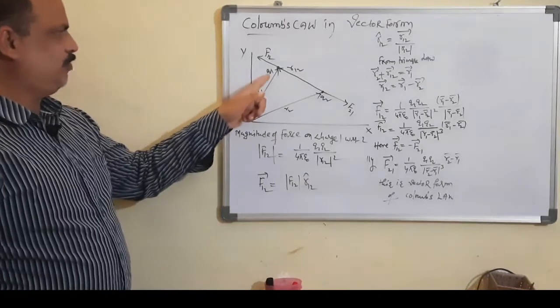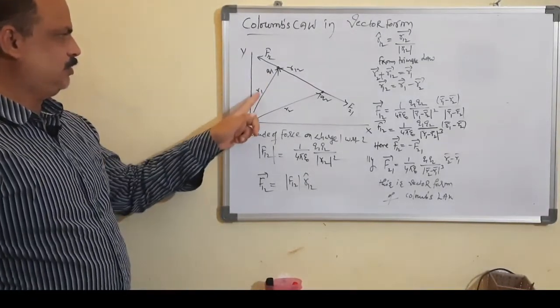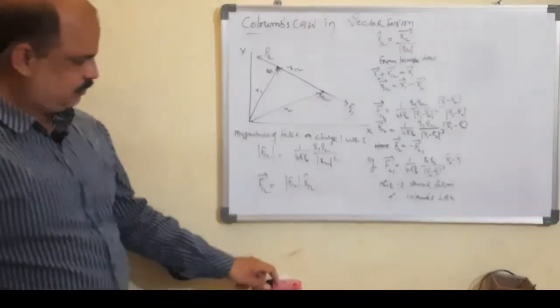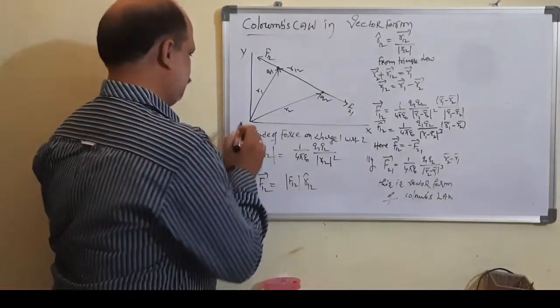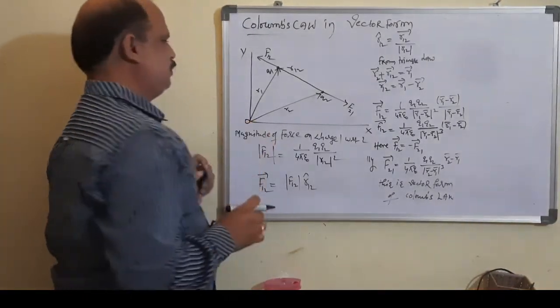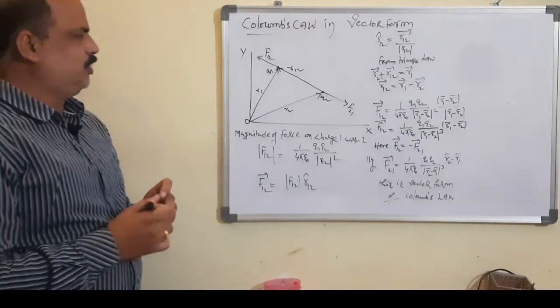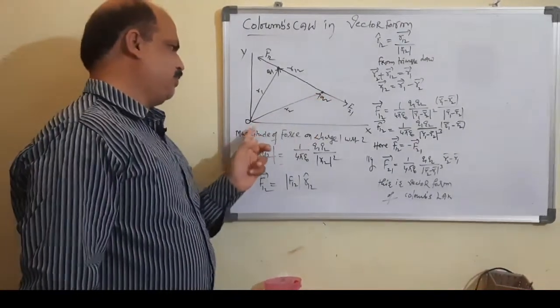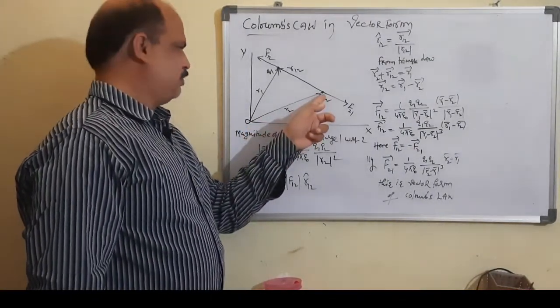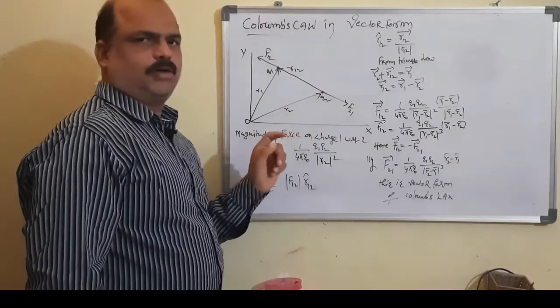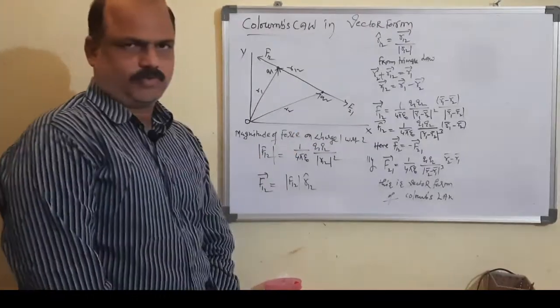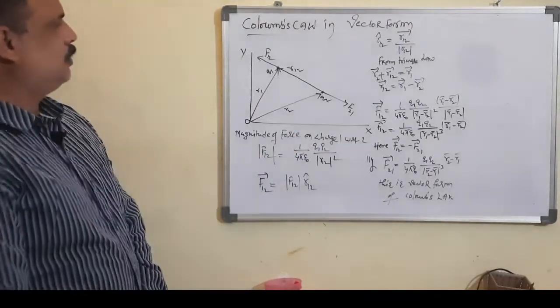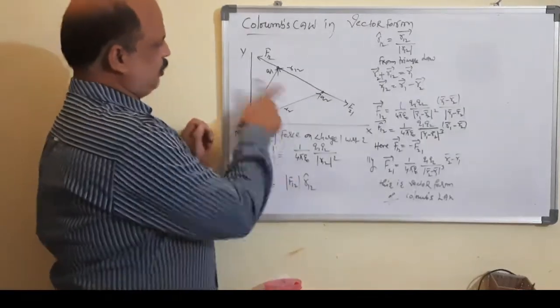So the position of the first charge with respect to the origin is R1. R1 is the position vector. This is the origin. And the position of the second charge with respect to the origin is here. R2 is the position vector of Q2. And they are separated by a certain distance.